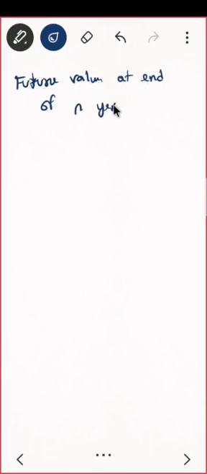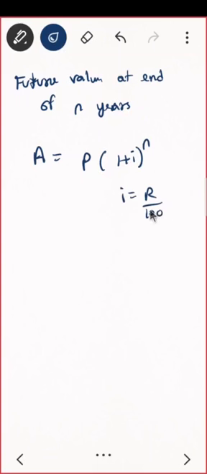Future value at end of n years will be P into (1 plus I) raised to n, where I is actually your rate. I is R upon 100, whatever you used to write all the time, R upon 100. So you can say I is R upon 100. Okay, so this is how you should calculate future value.